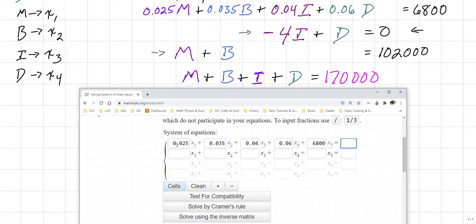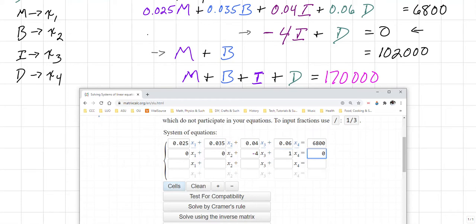Then, whoops, too far. I'm going to come back over here, and I don't have anything in this equation right here for either M or B, so I'm not going to put anything there for x sub 1 or x sub 2 except for zeros. I don't have to in this calculator, but I'm going to do it for illustrative purposes. This is going to be a -4, and then we will simply put a 1 right here. And then we will put 0 here.